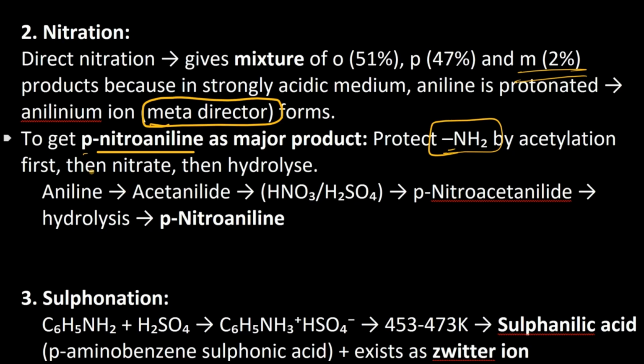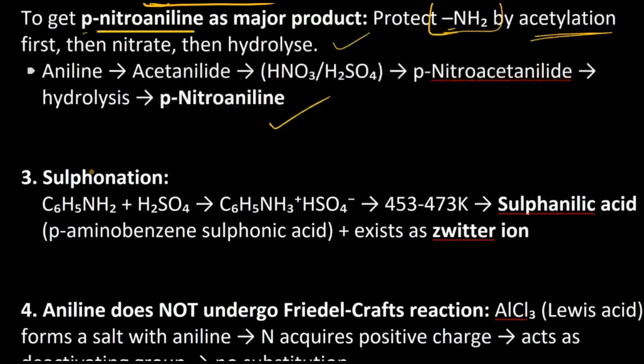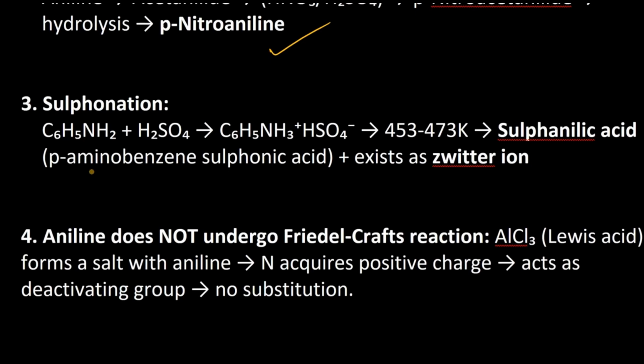How can you protect it? Like we said earlier, you can use the acetyl compound. Okay, then nitrate it, then hydrolyze it to get para-nitroaniline. In sulfonation, it will form a zwitterion like this. That is sulfanilic acid, para-aminobenzene sulfonic acid, that is formed eventually.